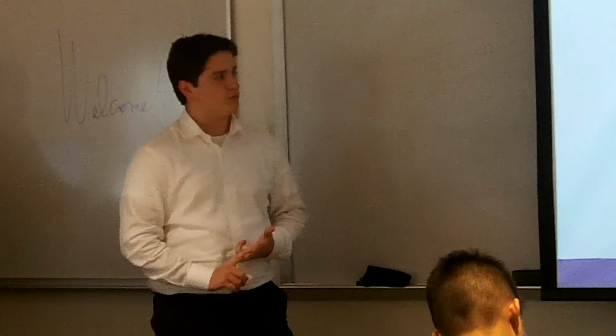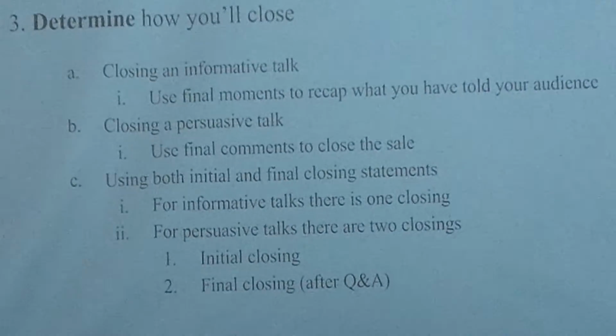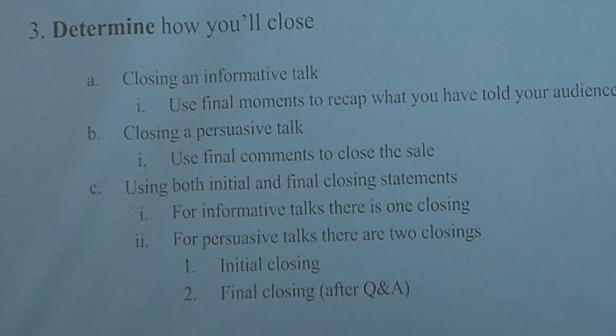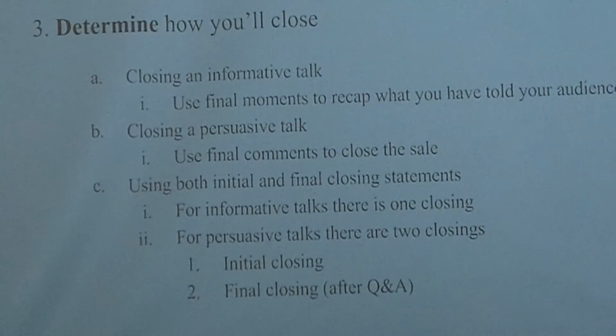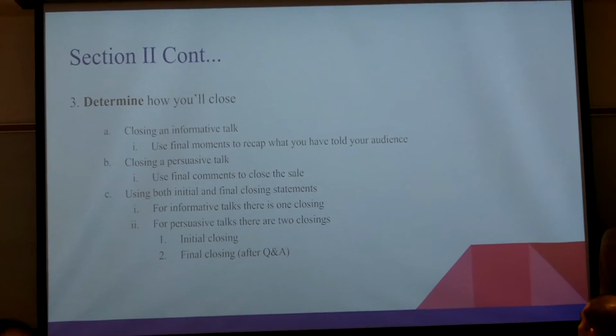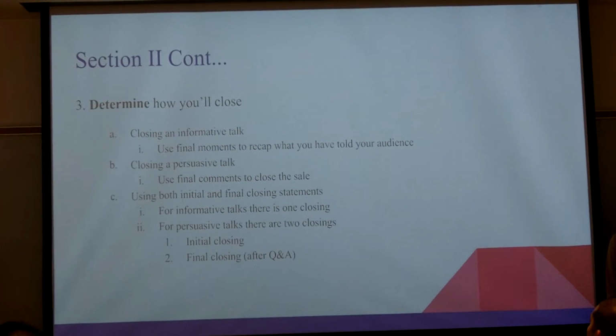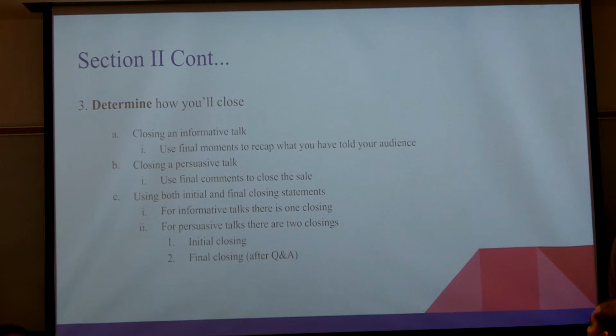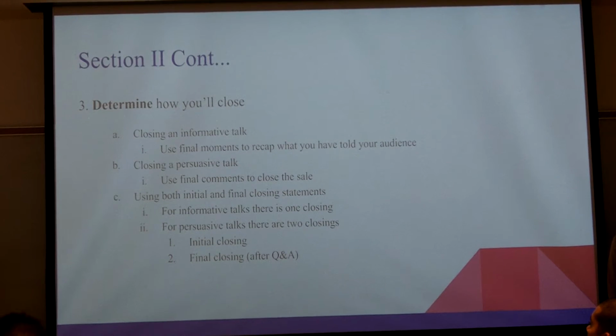For informative talks, there's really only one type of close, which is your initial. Like I said, you bring up your summary, you close, and then hopefully, if you bring everything up correctly, there are no questions and answers. But for persuasive, there are two closings. There's initial closing, and then after your Q&A, there's a final closing where you just summarize all the questions and answers, your topics, and hopefully everything's been answered.